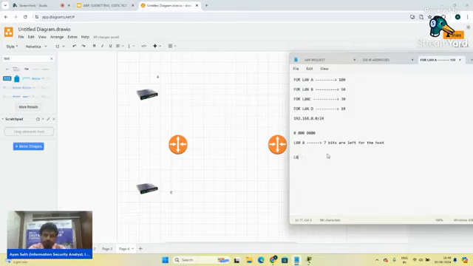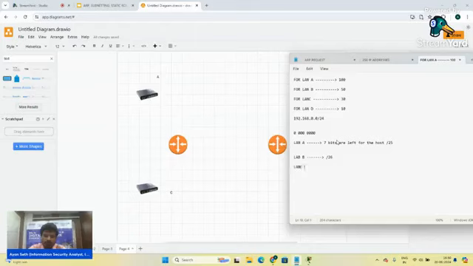Okay, for LAN B, what will be the prefix length? The prefix length for LAN A is /25. The prefix length for LAN B: we need to accommodate 50 computers, right? So 2 to the power 6 means 64. We can't reduce that, because 2 to the power 5 means 32, right? So it is not possible to accommodate 50 computers with a /27 network. So we have to make it /26.